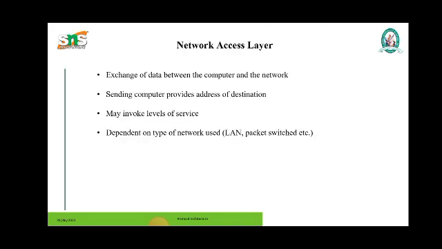In the network layer, the exchange of data is the main thing, and here the exchange of data between the computer and the network is done. It is concerned with routing, switching and controlling the flow of information between the workstations. In this layer the information is sent from one system to another with the help of the address of the destination, and it may invoke levels of service. It is dependent on the type of network used, such as LAN, packet switching, etc. It also breaks down the transport layer datagrams into smaller datagrams.